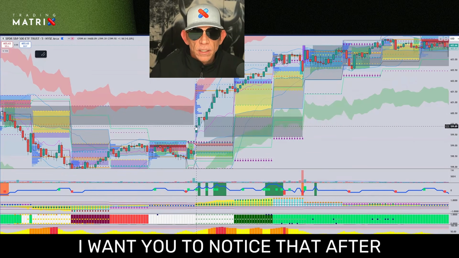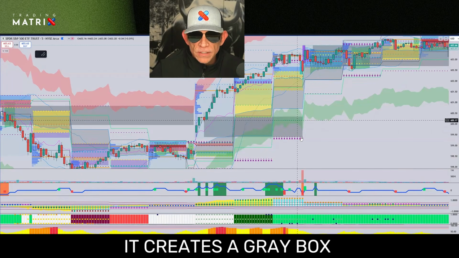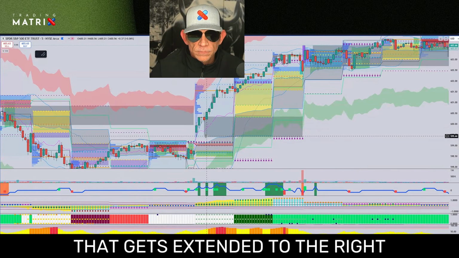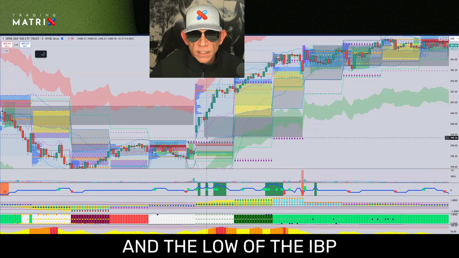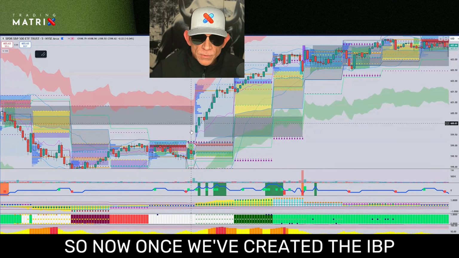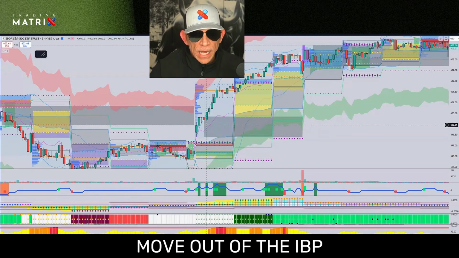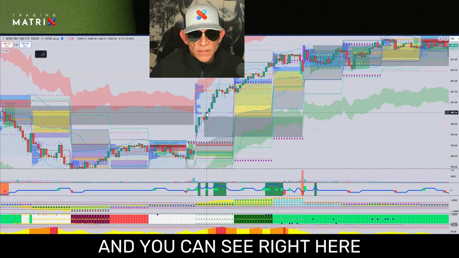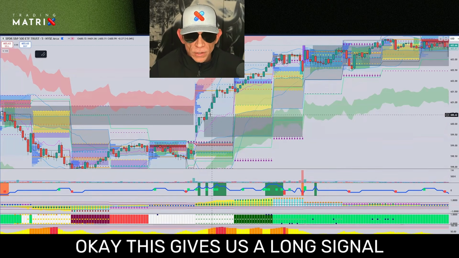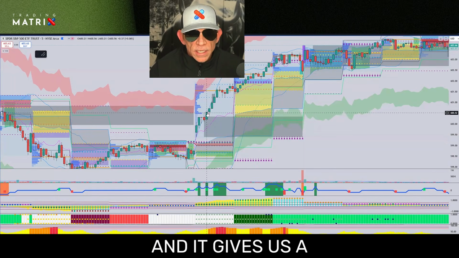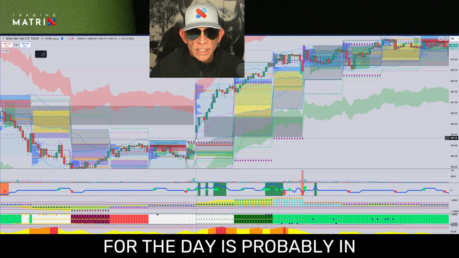That's the IBP. I want you to notice that after these 3 bars are created, it creates a gray box that gets extended to the right. That gray box represents the high of the IBP and the low of the IBP. So now, once we've created the IBP, what we're watching for is which way we move out of the IBP. And you can see right here, we move out up. This gives us a long signal if we're using it as a trading strategy. And it gives us a market environment filter telling us the low for the day is probably in.